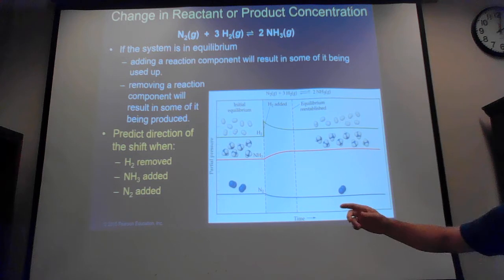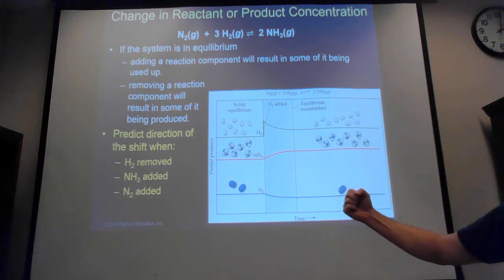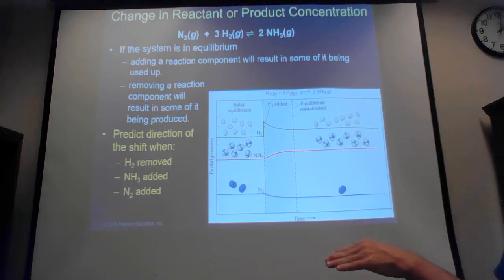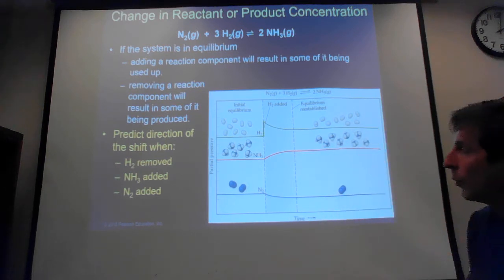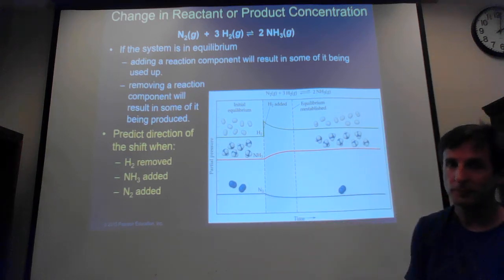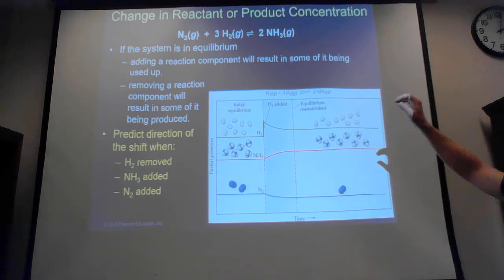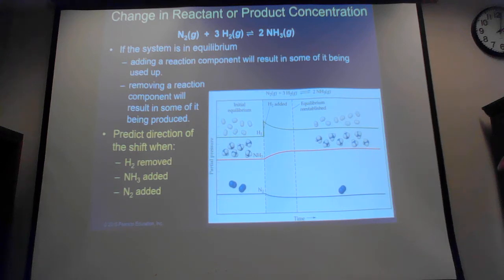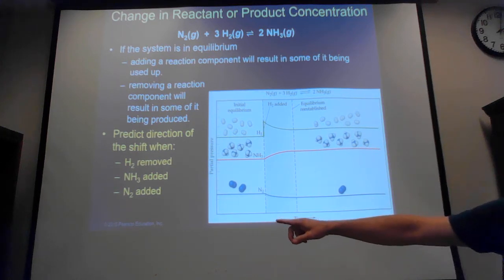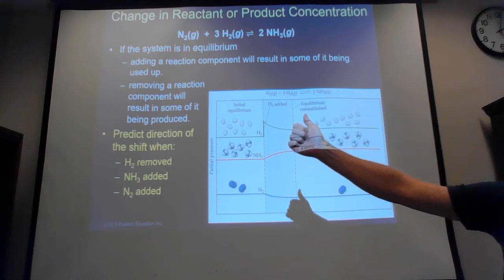If I look up there, if I remove hydrogen, it's on the left side of the equation. If I remove it, the reaction has to shift to the left to replace what we took away. So removing hydrogen will cause it to shift to the left. What about if I add ammonia? Ammonia's on the right. If I add something on the right, now I have too much of it, it's going to shift it to the left also. And then finally, if I add nitrogen, nitrogen's on the left. If I add something on the left, it's going to shift it to the right.